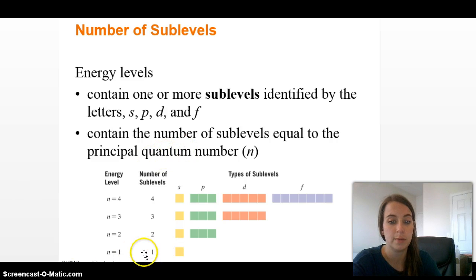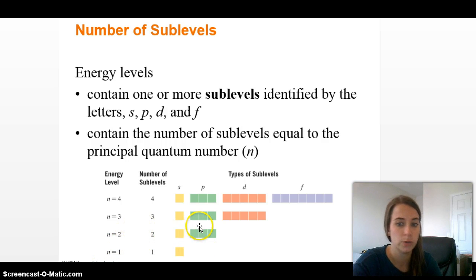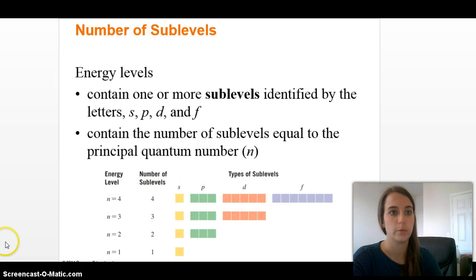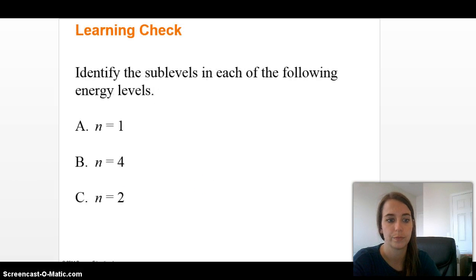And the way we label them is we label them by the energy level and then the type of sublevel. So if you're in energy level 2 and you're in the P, we call that 2P or 3S or 4P, 4S, okay? So it's the energy level, then the sublevel. Just like when you go up in energy levels, you increase in energy. If you go up in sublevels, you increase in energy. So S has the lowest energy, then P, then D, then F.